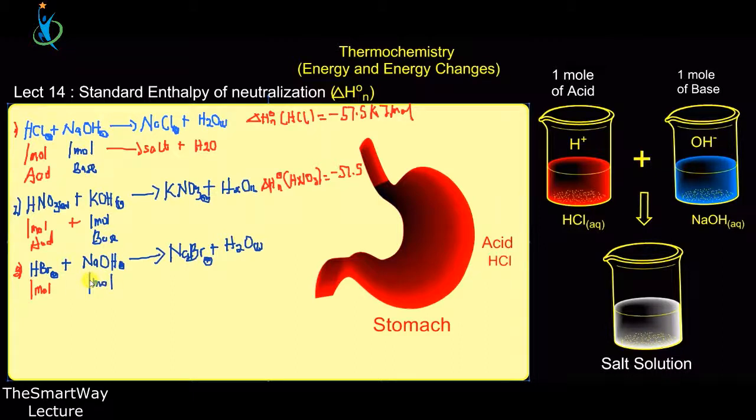Now the amount of energy required or changed or even liberated when 1 mole acid reacts with 1 mole base, under standard condition, is what we call the standard enthalpy of neutralization. We have also found out that the standard enthalpy value for neutralizing hydrogen bromide is also close to the same value. That is 57.5. So this is what we call standard enthalpy of neutralization. When 1 mole acid reacts with 1 mole base, the energy change during the process is called that.